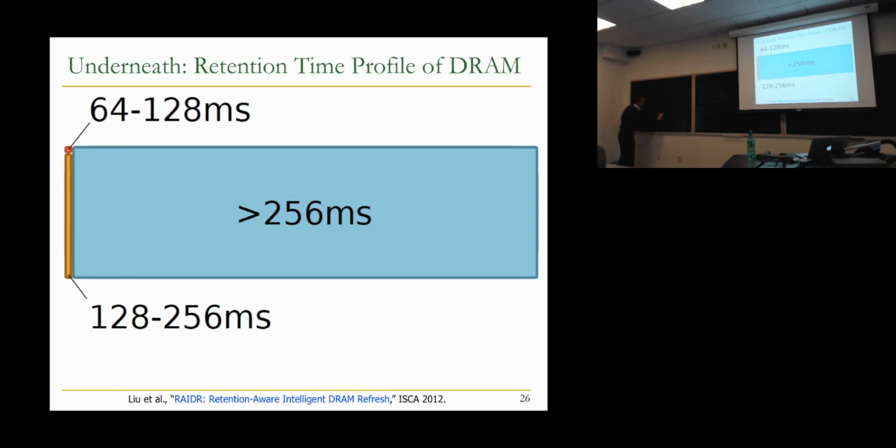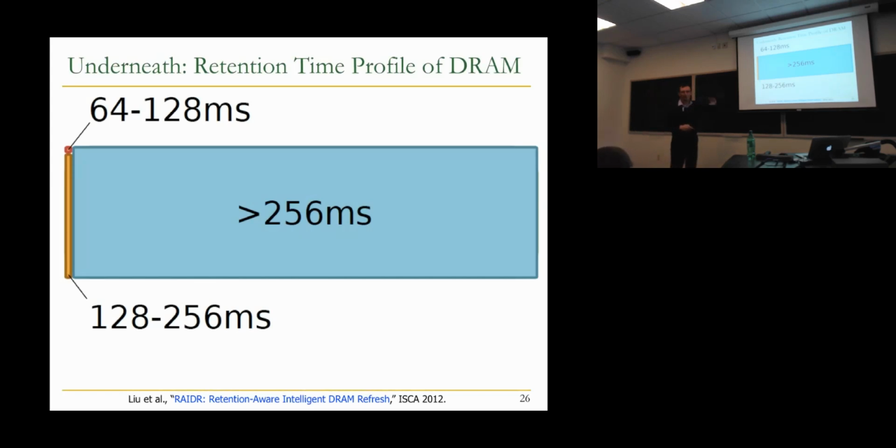This is retention time, and this is, I guess, the number of rows. It kind of looks like this. And 64 milliseconds is right here. And most DRAM rows, actually, the mean is about maybe 10 to 100 seconds over here. So DRAM is not that bad, and you could take advantage of this.